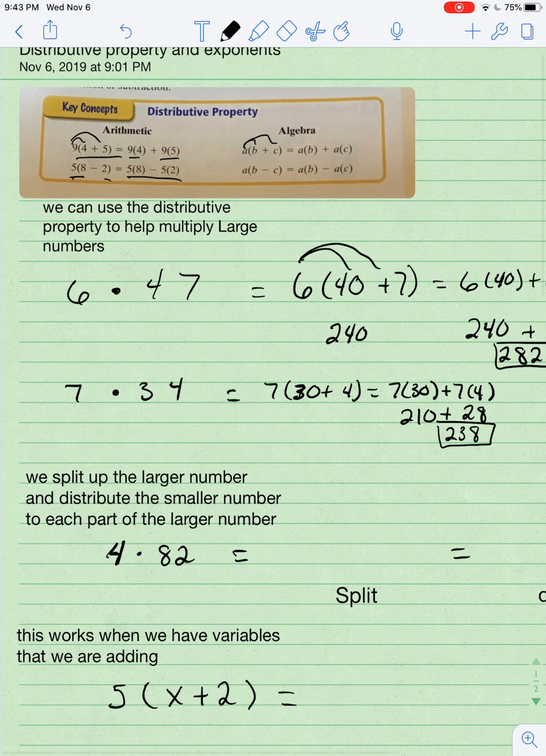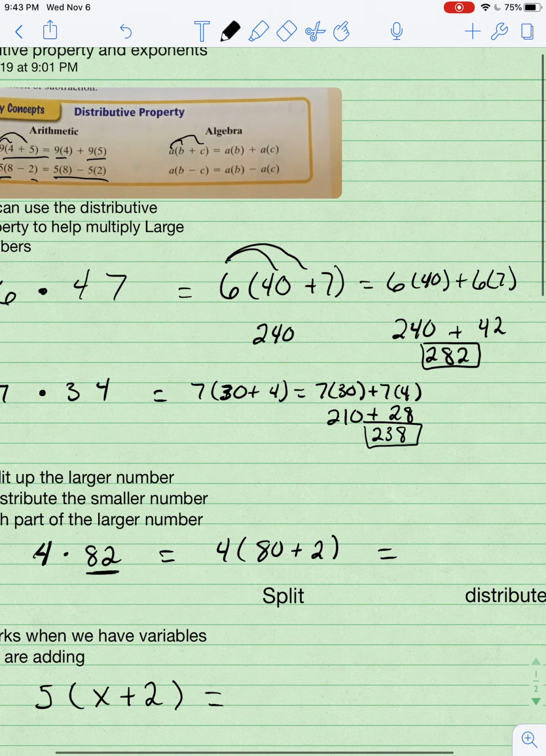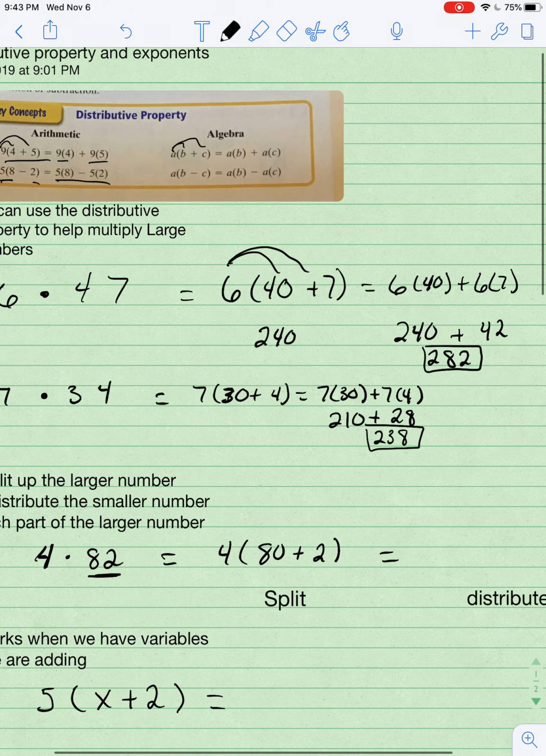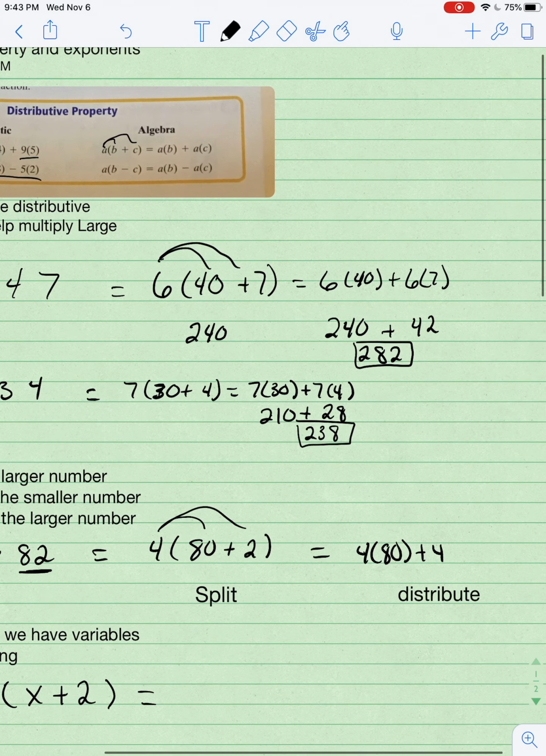Once again, what we're doing is splitting the larger number into 2. Down here, 4 times 82, we split 82 into 80 plus 2. 80 plus 2 gives us our 82 value right here. Now the second step is we distribute that 4. So we multiply both terms in parentheses by 4. So you have 4 times 80 plus 4 times 2. So that's the distributing part.